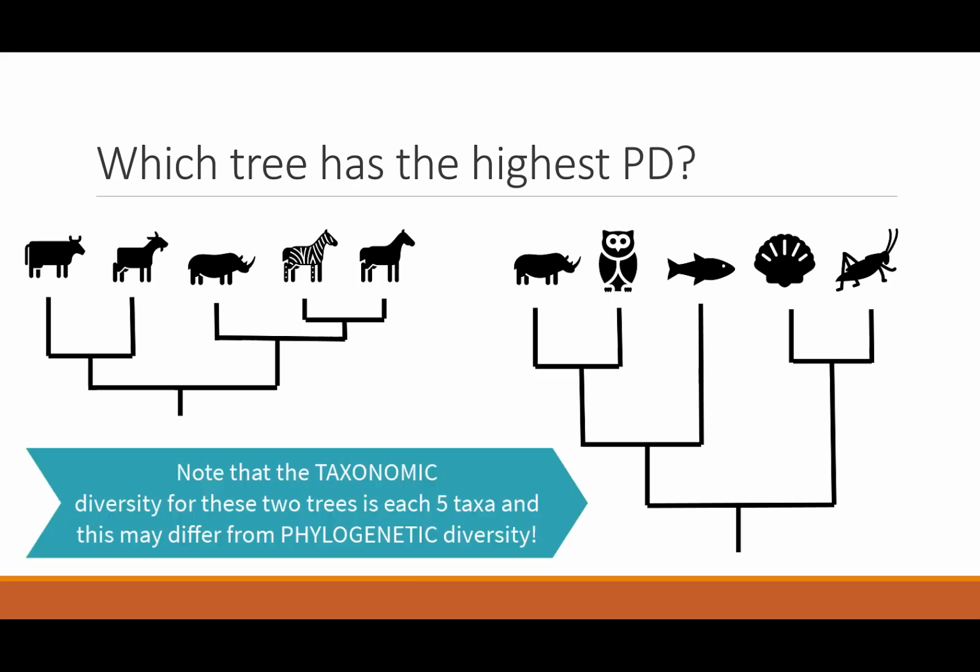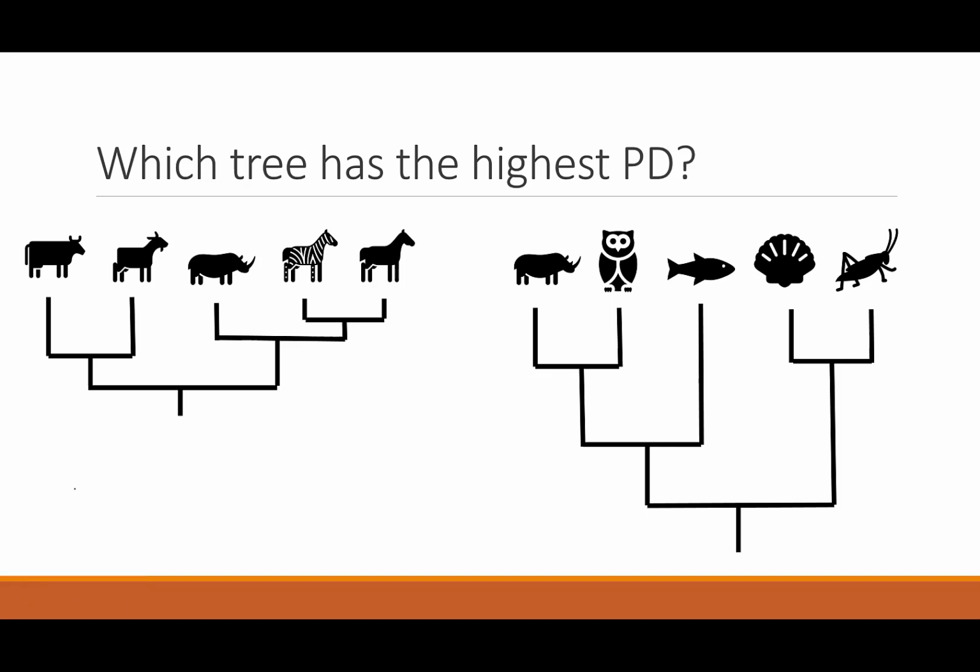If we imagine that we have two different phylogenies, the first one is a phylogeny of animals that you might recognize. These are ungulates. So we'll just say ungulate phylogeny, and then the second tree is just a generic animal phylogeny. So we'll just say these are animals, going all the way back to some of the invertebrates. Okay, so the invertebrates would be a grasshopper and a scallop, and then we've got a fish, an owl, and a rhino. Now, what is the difference between these two different trees?